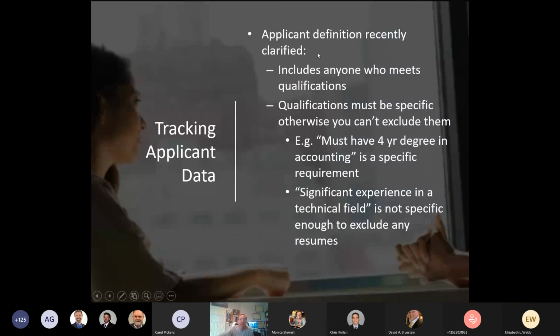But for example, if your job description says you must have significant experience in a technical field, you can't disqualify somebody because they don't have a degree. If your job says you must have a degree, then great. That's a specific qualification that you would be able to exclude them on. So sometimes Margie will push back on you on your job descriptions when you're putting job notices out. That's the reason for it: they do have to follow a legal standard so that we can prevent claims of discrimination down the line.